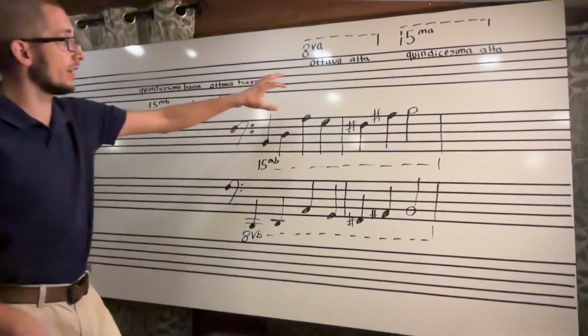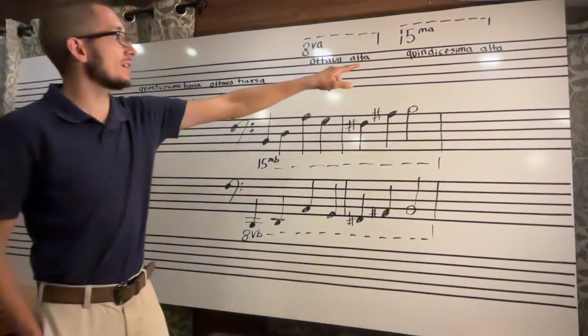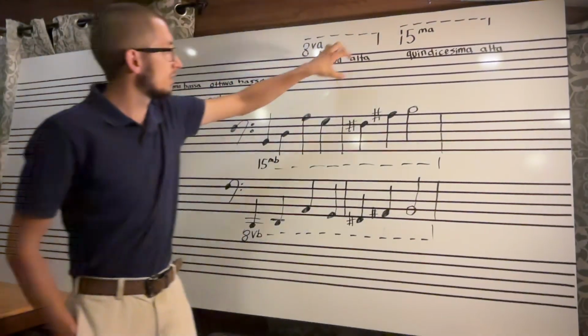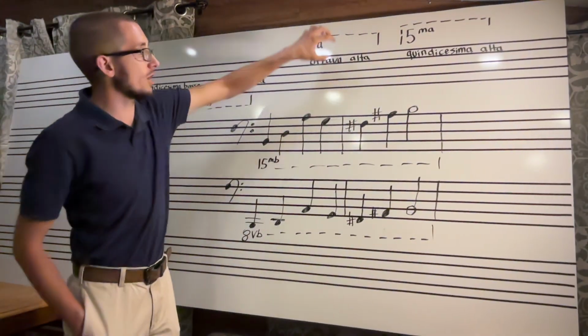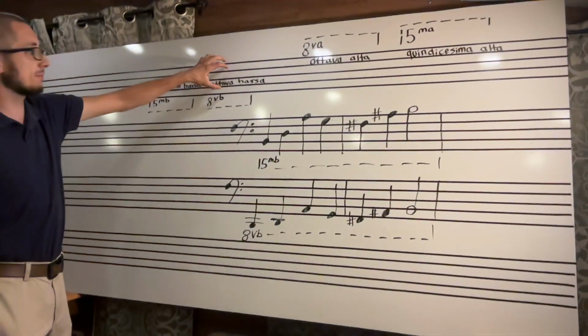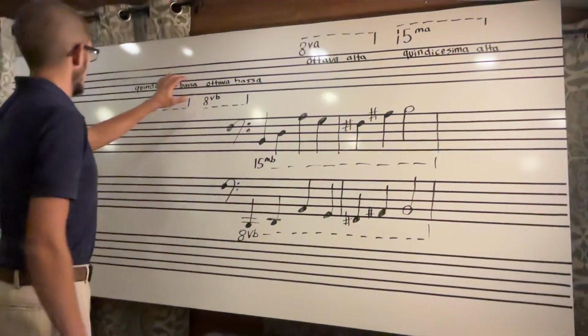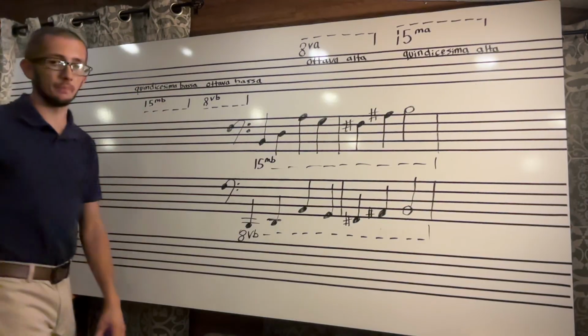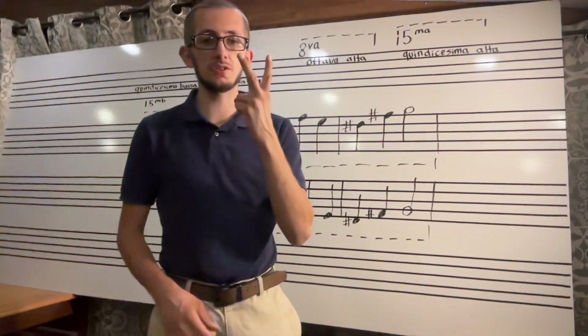And then we learned what quindecima alta means. That means play whatever music you have written here 2 octaves higher. Ottava alta means play it 1 octave higher. Ottava bassa means play it 1 octave lower. And quindecima bassa means to play it 2 octaves lower. So that will conclude lesson number 2.